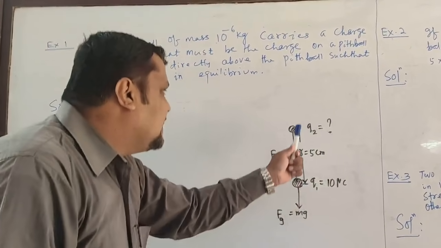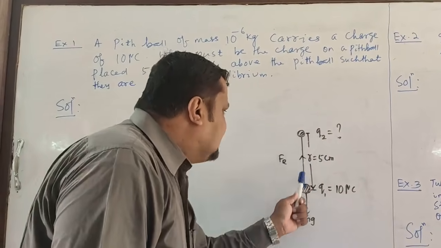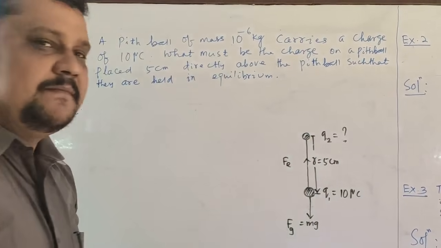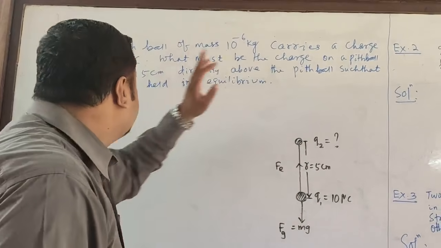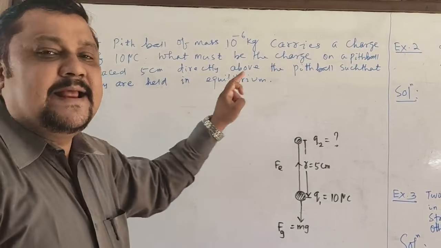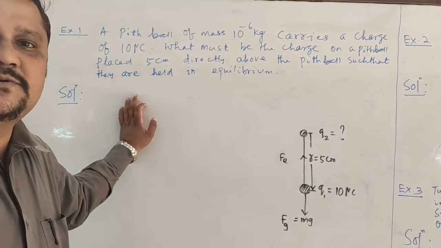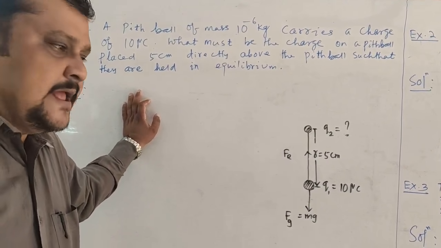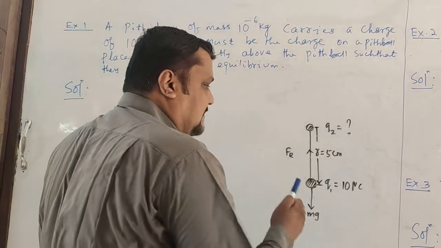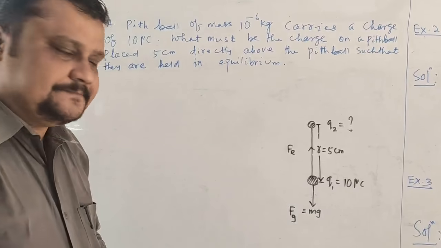The first one is Q1, the second one is Q2, which is placed at a distance of 5 cm above the pith ball such that they are held in equilibrium. What do you mean by equilibrium? Net force is equal to 0. That is the equilibrium.